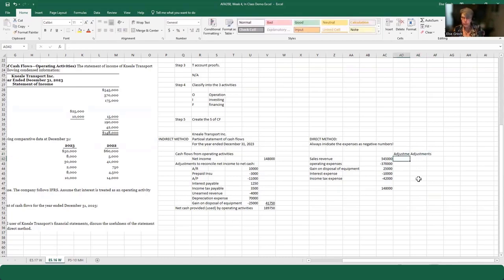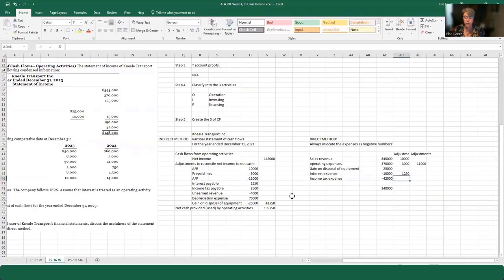Okay, so accounts receivable impacts sales revenue because when accounts receivable goes up, then sales revenue goes up. So I'm going to put the positive 10. Notice I'm just holding the sign. The prepaid insurance is part of operating expenses. The accounts payable has got to be part of operating expenses because this is a service company, so that accounts payable is going to go in operating expenses. Interest payable is going to go against the interest expense.